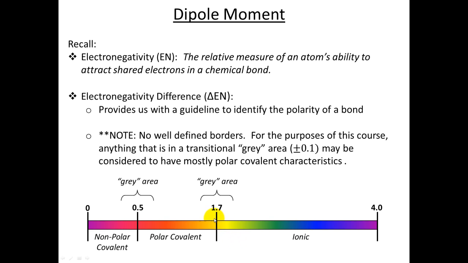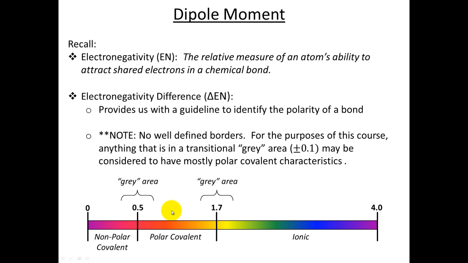So if I'm somewhere in this area around here, I like to call this the gray transitional area, you can't say definitively, oh, once you pass this border, it must be polar covalent or it must be ionic. Instead, you will likely have situations where you'll have a compound that's mostly ionic with some polar covalent characteristics, and vice versa. Thus, these numbers over here, 0.5 and 1.7, they are very arbitrary.